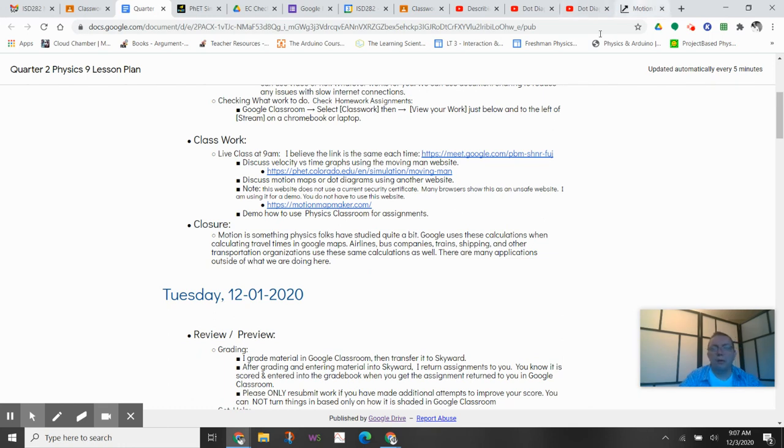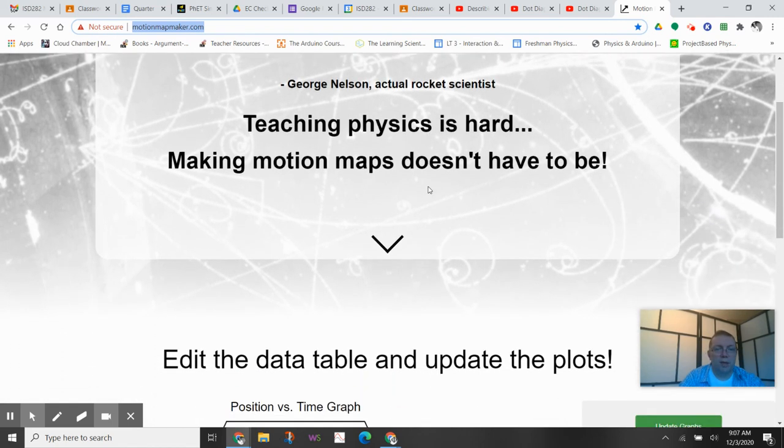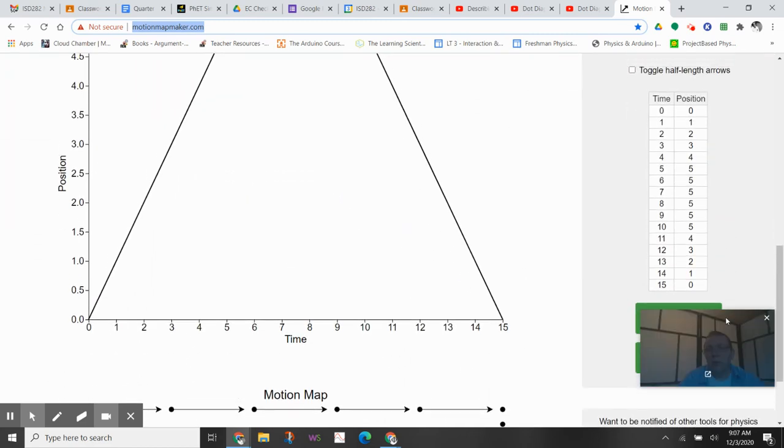So this website here, Motion Map Maker, is kind of slick. If you look at the URL for most websites nowadays, they're all HTTPS, with the S on the end being secure. And this website, if you go to load it and click on it yourself, you'll get a warning, hey, not secure, that sort of thing. I don't believe they do the HTTPS, and their certificate, I think, is out of date. So I'm using it to demo to you guys.